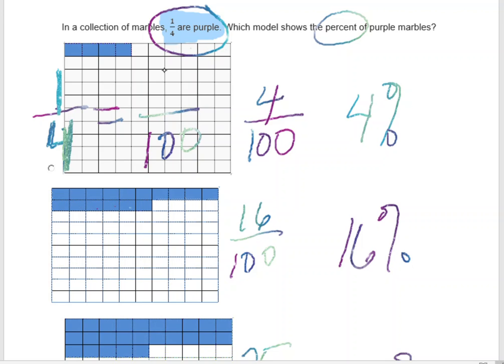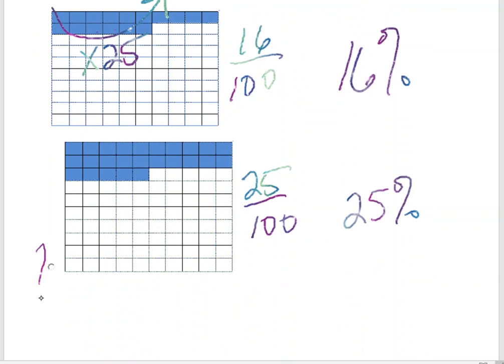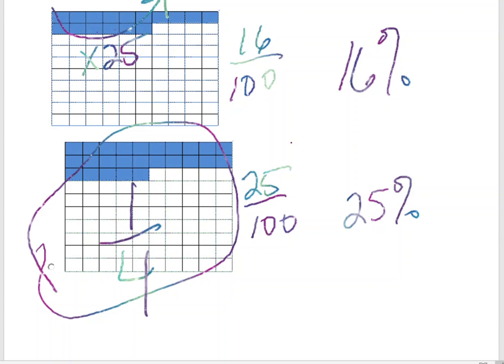So let's take 1/4. And how many out of 100 is 1/4? How do I write a fraction that is equivalent to 1/4, but has a denominator of 100? So 4 times what is 100? 100 divided by 4 is 25. So 4 times 25 is 100. So I'm going to multiply the top by 25 as well. So I see that 1/4 is equivalent to 25 out of 100. And 25 out of 100 is equal to 25%. So this diagram right here is equal to 1/4.